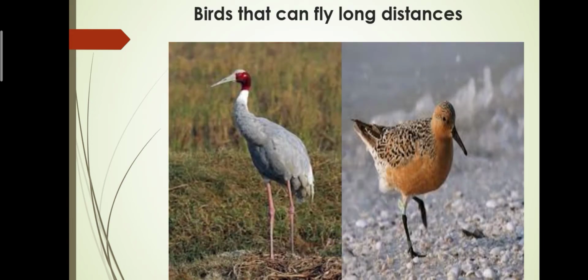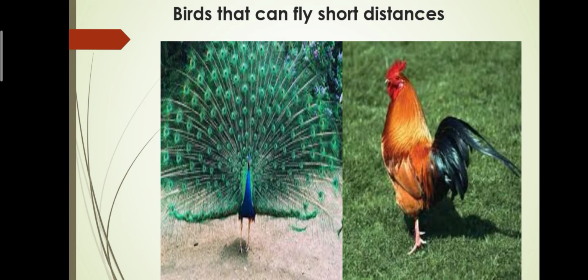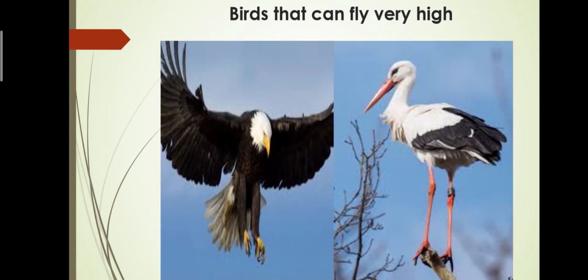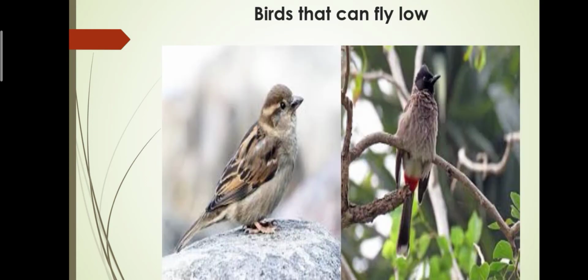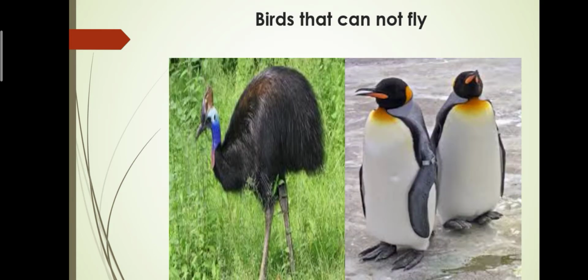Now, the birds who can fly very long distances: the crane and the red knot. The birds who can fly very short distances: peacock and hen. In this picture, you are able to see the eagle and the white stork. They can fly at very high altitudes. The birds that fly very low: the bulbul and the sparrow. Ostrich and penguin are the birds who are not able to fly.